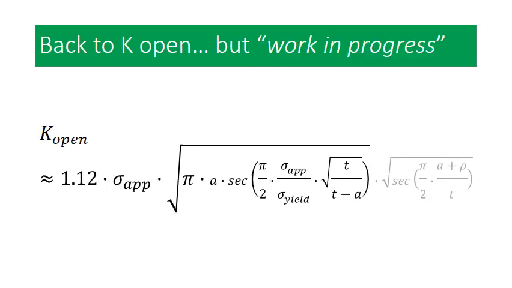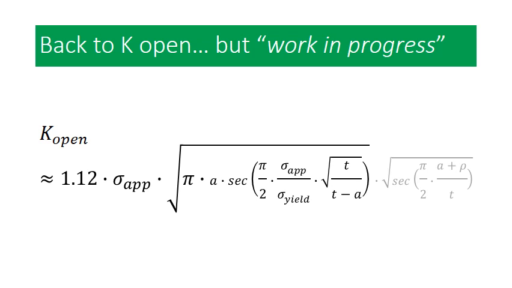Now, I mentioned before that this is kind of a work in progress. I haven't buttoned down everything, but it's an interesting way that the math plays out. So here's my K open term, which is exactly the same as it was before. But what I've done is I've taken that a plus rho, the crack depth plus plastic zone depth, and turned that into the a times secant term that we just derived. And that a times secant term includes the square root of the inverse of the remaining ligament.